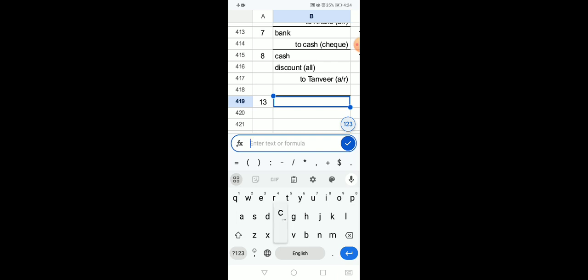As you have received the check, it is your near asset because you are receiving it. The check has been received, so your asset is increasing.